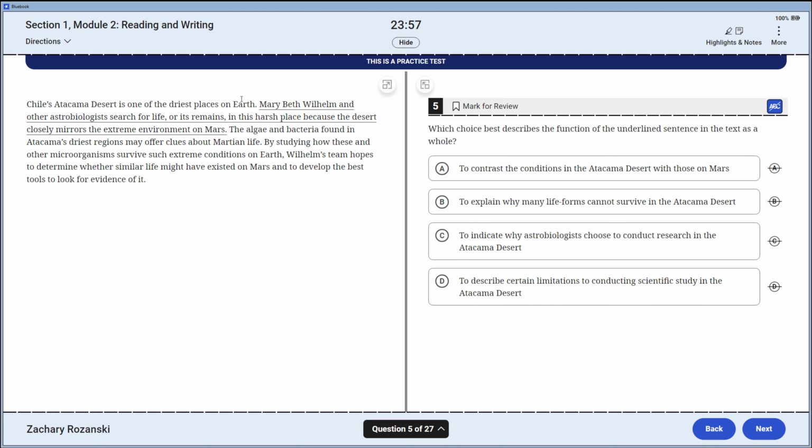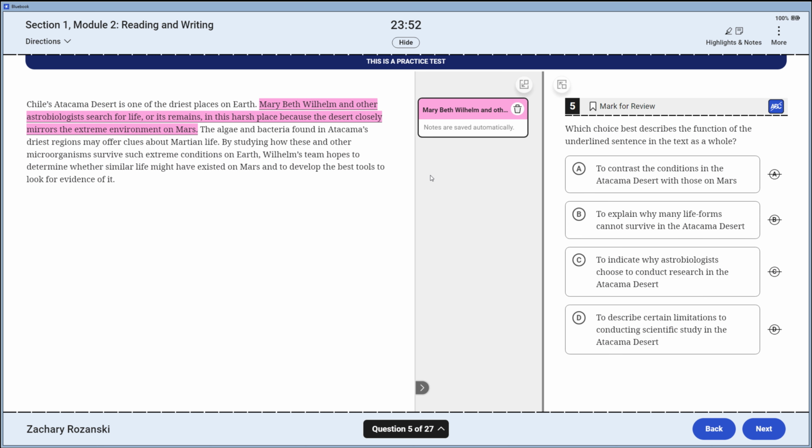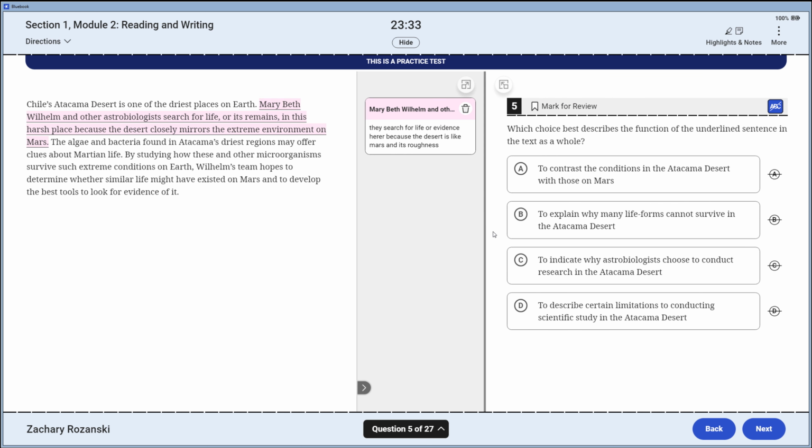What's the function of the underlined sentence? Let's start here and fight our fight with this. Mary Beth, they search for life or evidence of life, evidence coming along here because the desert is like Mars and its roughness. Then we can start fighting our fight. Maybe, hopefully, we don't have to look around. That would suck if we had to, but whatever.